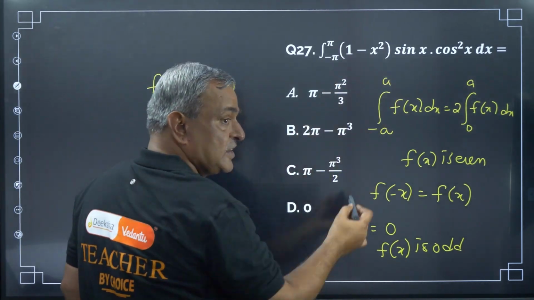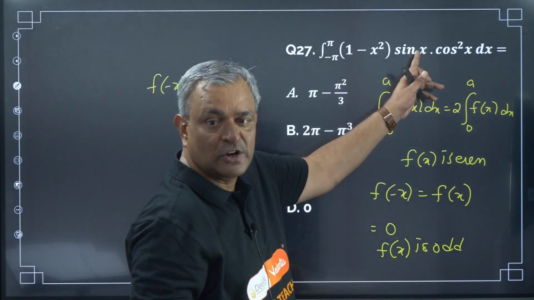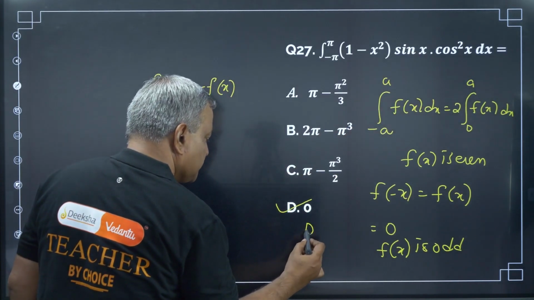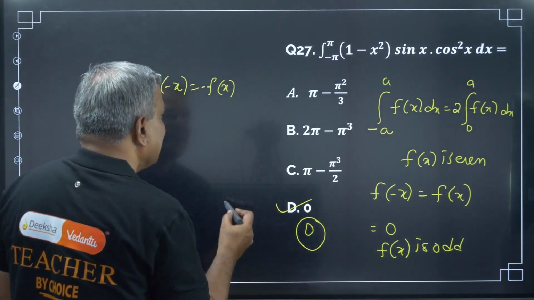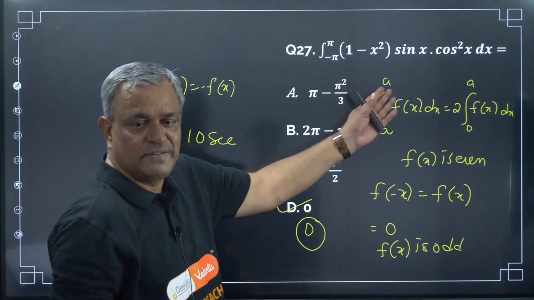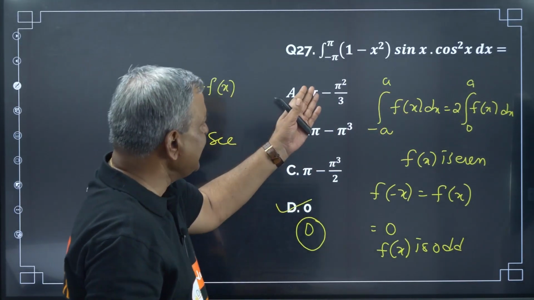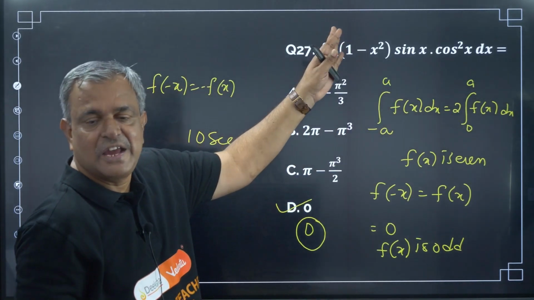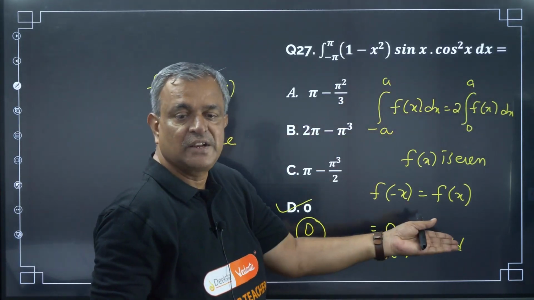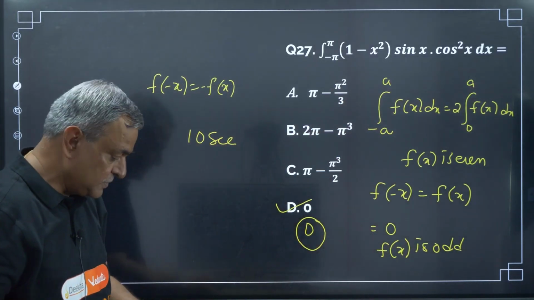So 1 minus x square is even, but sin x is an odd function. So therefore, the answer is D. Option D is correct. So it takes hardly 10 seconds. Why? You don't have to solve it all. Whenever minus a to plus a is given, it is a clear indication to check odd and even. You check clearly that it is an odd function, taking 10 seconds. See how much time you have saved.